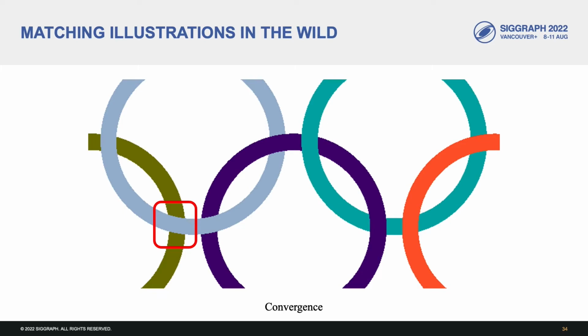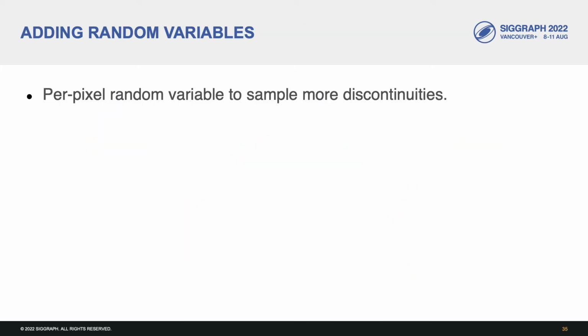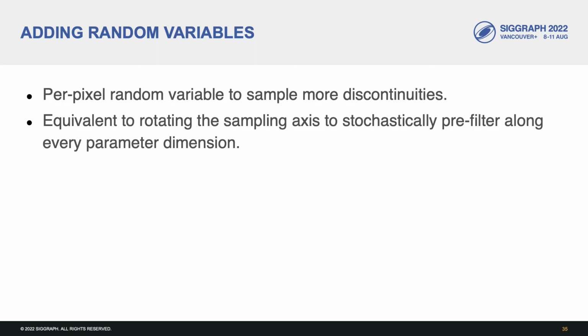For example, in the highlighted overlap region, every pixel actually agrees that the z-order for the cyan blue ring is larger than the z-order for the olive ring. As a result, we do not get any gradient that tells the z-order parameters of the olive ring should be brought to the front. To solve the problem, we introduce a per-pixel random variable that adds to each parameter. This can be viewed as rotating the sampling axis presented earlier to stochastically prefilter along every parameter dimension.